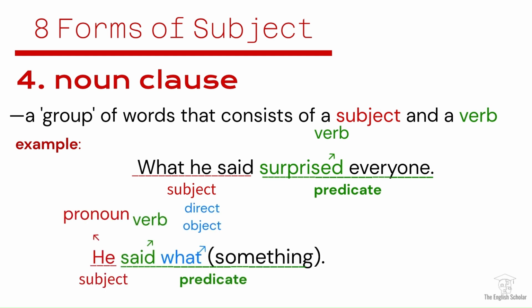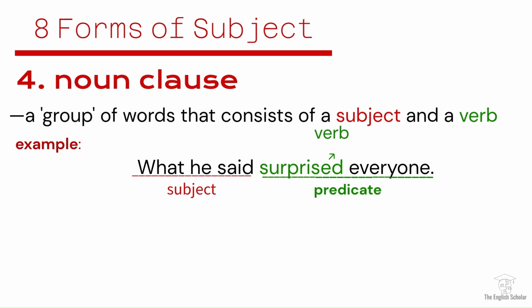In this sentence, what he said is a noun clause and functions as the subject. It contains the pronoun what, which is the direct object of the noun clause, the pronoun he, which is the subject of the noun clause, and said, the verb of the noun clause. They function together as one. They act together as a noun clause to function as a subject in this sentence, and it answers the question, what is the sentence about?